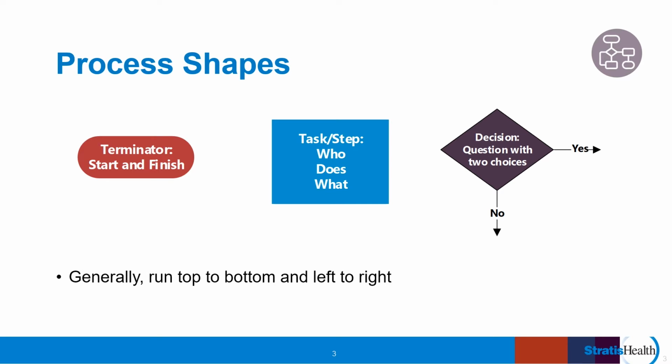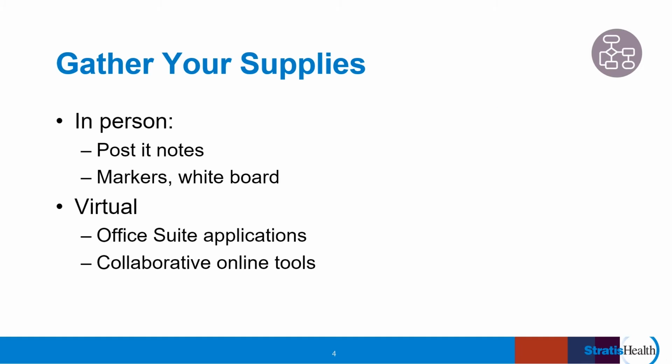Similar to the way we read and write, it's ideal to have the diagram flow from top to bottom and/or left to right. You may be wondering what tools or supplies you need to make a process map.